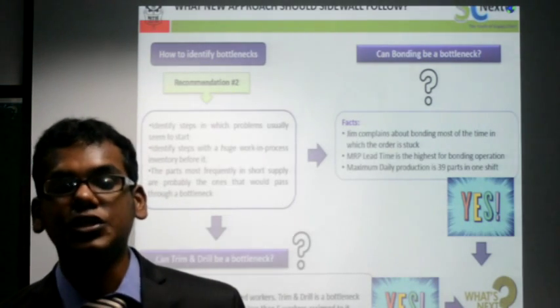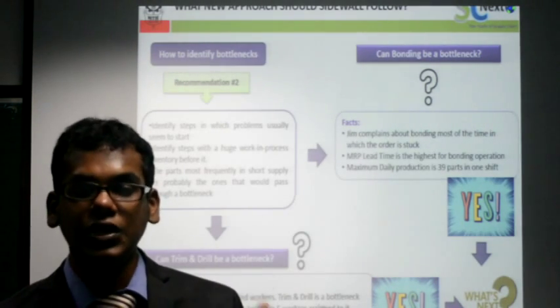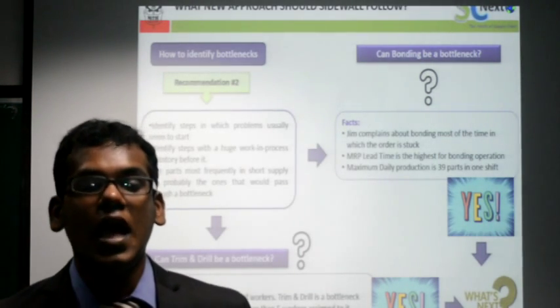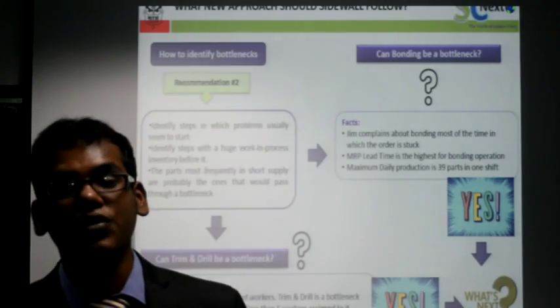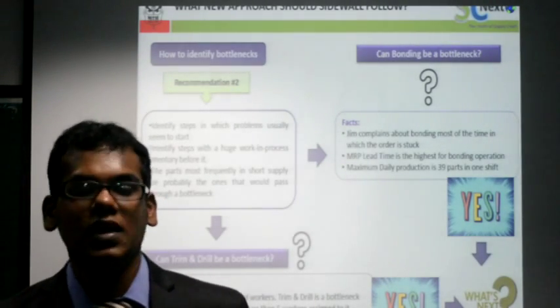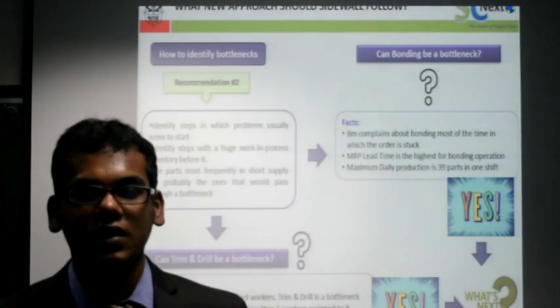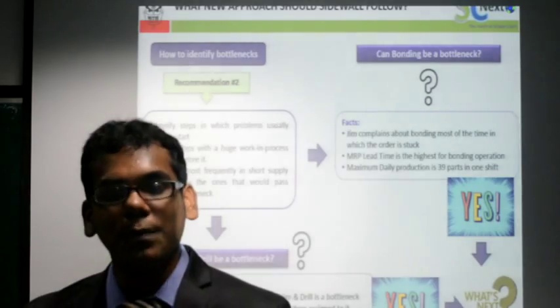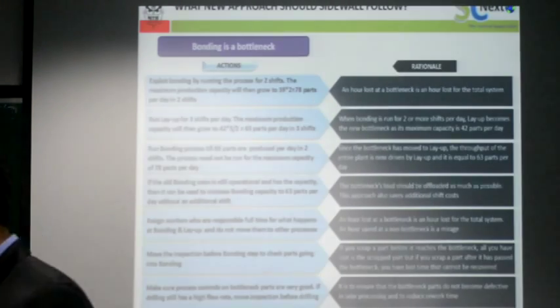And for this, it should have less than 5 workers assigned to it. Then orders for drilling are delayed frequently. And finally, the largest pileup of inventory was found in front of the trim and drill operation. So yes, trim and drill can also be a bottleneck. Next slide, please. And I would call upon Praveen to continue with the next slide.